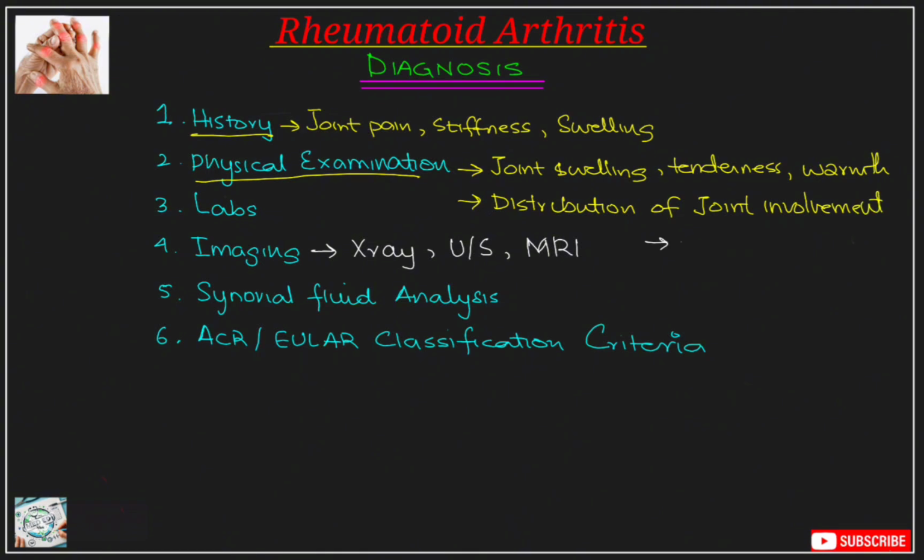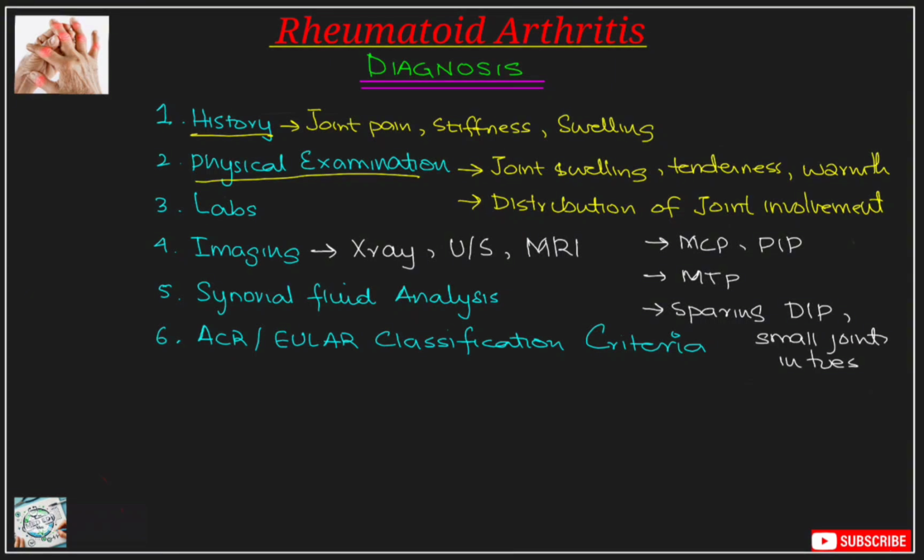particularly in the metacarpophalangeal and the proximal interphalangeal joints of the hands and the metatarsophalangeal joints of the feet, and other synovial joints like knees, ankles, hips, etc. Characteristically, the rheumatoid arthritis spares the distal interphalangeal joints and the small joints in the toes. As the disease progresses, we may see deformities like ulnar deviation, swan neck deformity, or Boutonniere deformity.